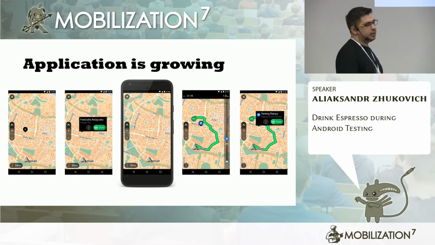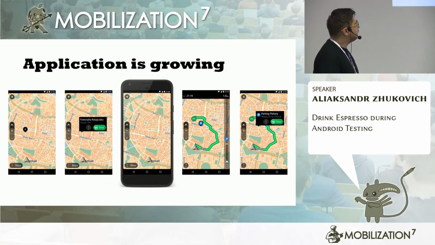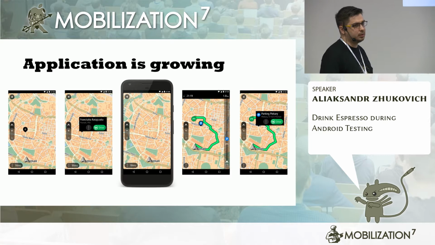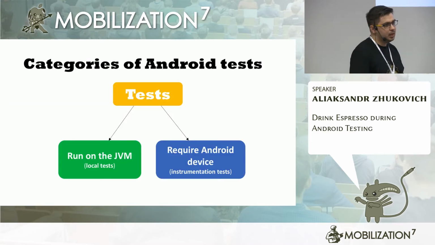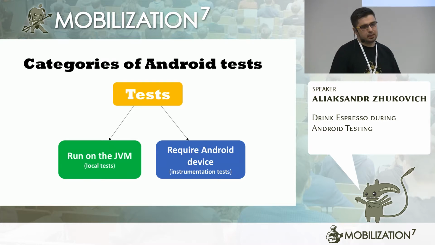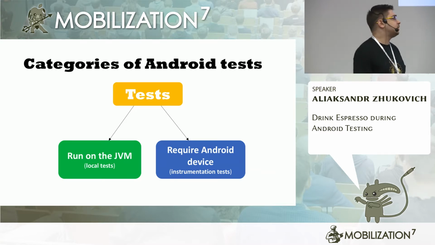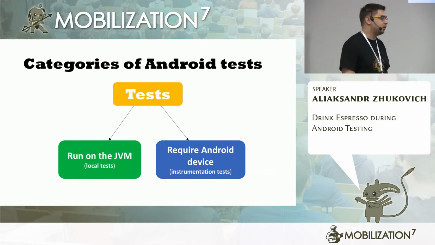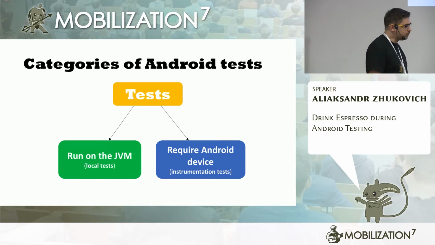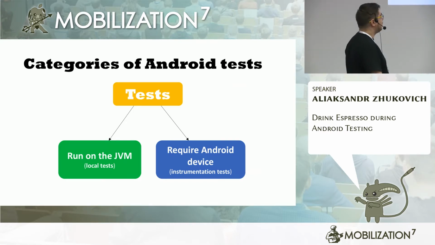And here automated tests can help us with this problem and increase the speed of the development process. In Android, generally we have two different categories of tests, and they differ in requirements and time. First of all, local tests will be pretty fast because we run these tests on the local JVM. We don't need to install different applications, I mean, the main application and the test application.